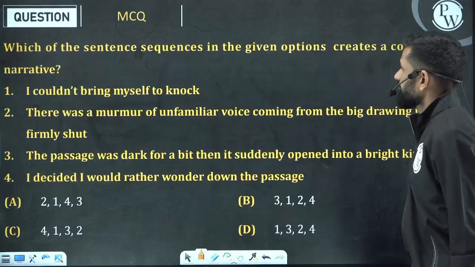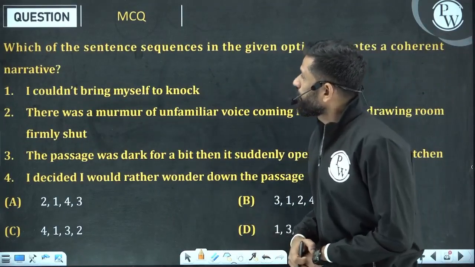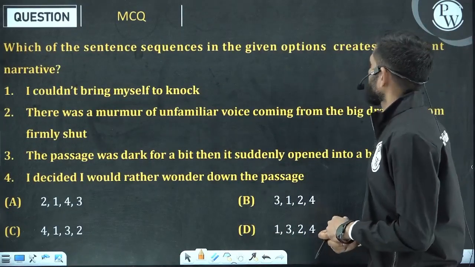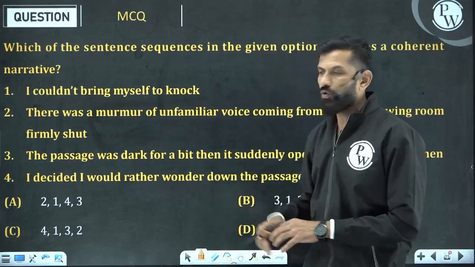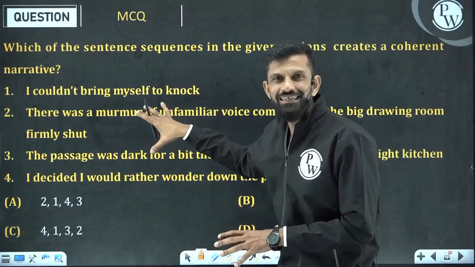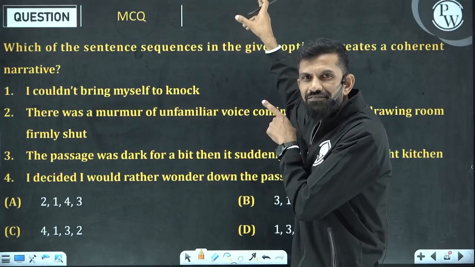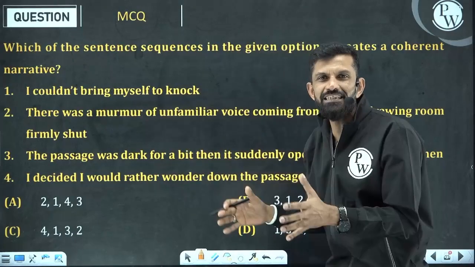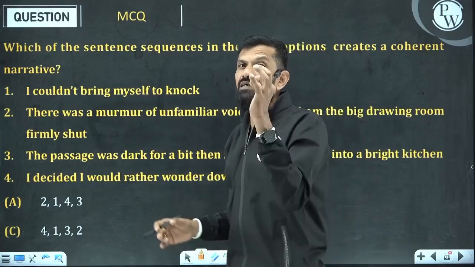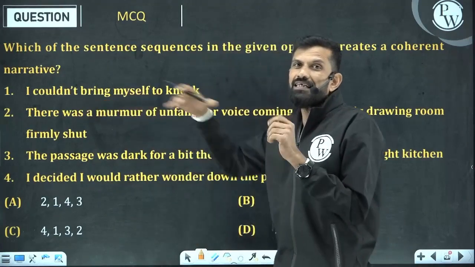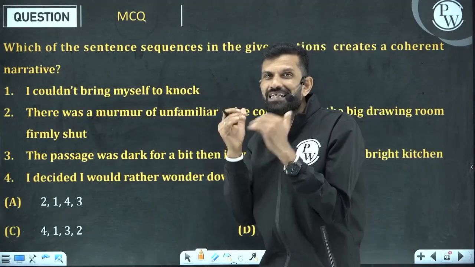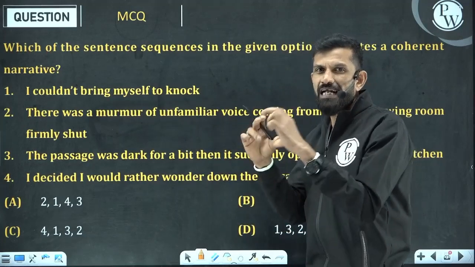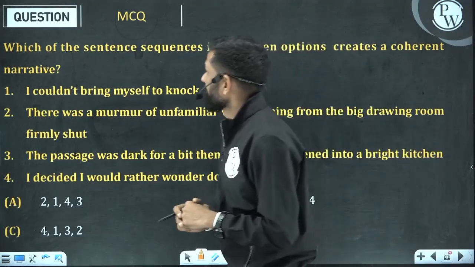Moving to the next. Which of the following sequences in the given options creates a coherent narrative? Very simple, a similar question we have seen earlier also. Again, the arrangement of sentences, we have to arrange it properly. What I said, there should be some incident, and based on that the complete paragraph will be told. So we have to arrange the sentences to make the paragraph meaningful.